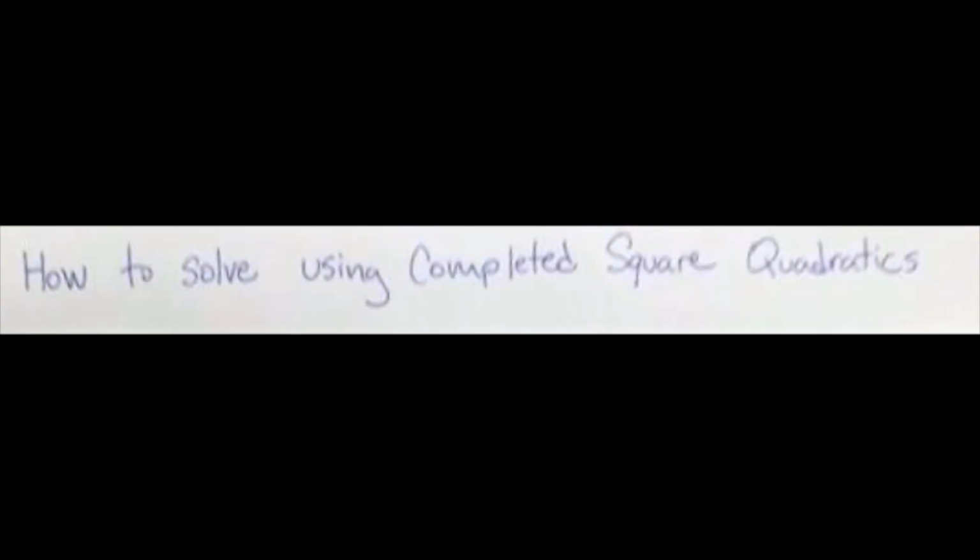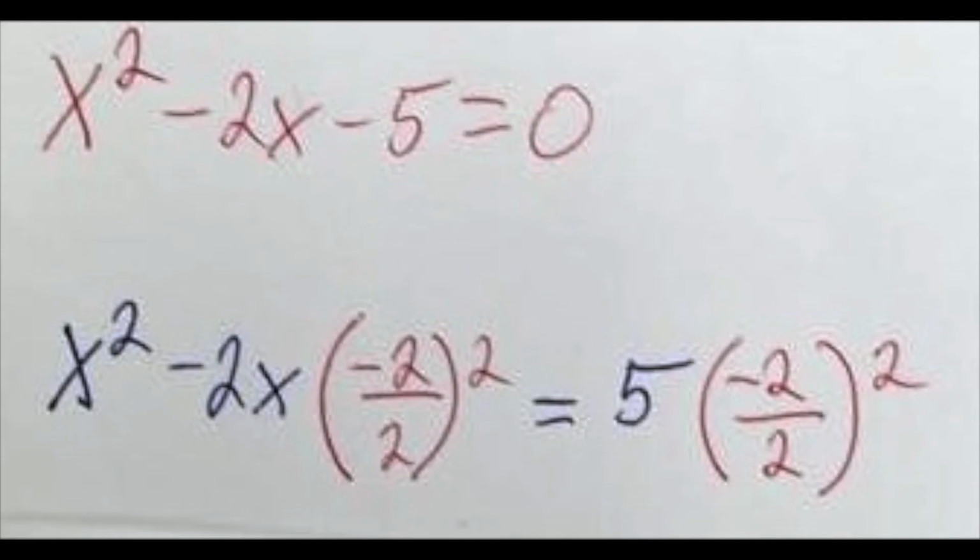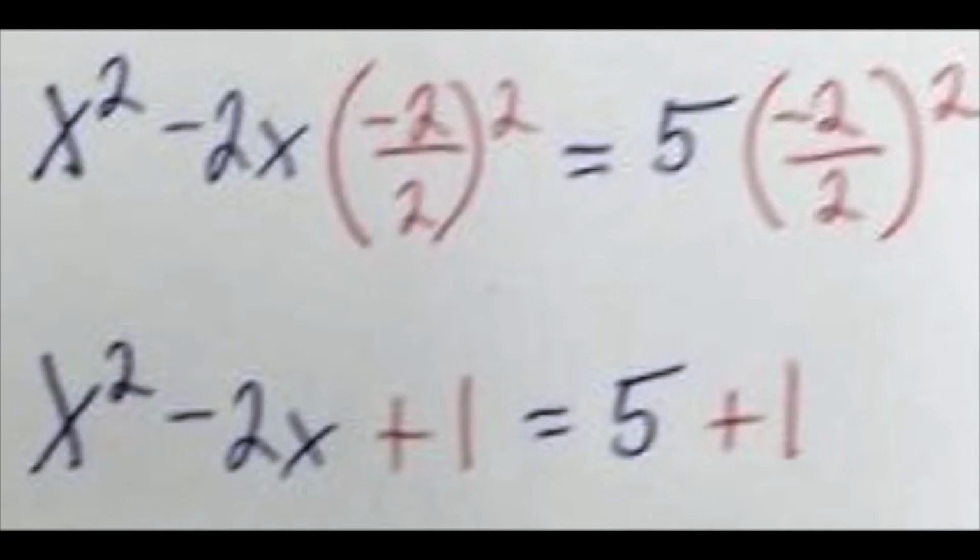Now we are going to solve using completing the square quadratics. The problem we will be solving today is x squared minus 2x minus 5 equals 0. You would add 5 to both sides, and then you would add to both sides the expression parentheses b over 2 and parentheses squared. You would place the second number in the equation, which would be negative 2, for the b, and then solve it. When you do that, you get x squared minus 2x plus 1 equals 5 plus 1.